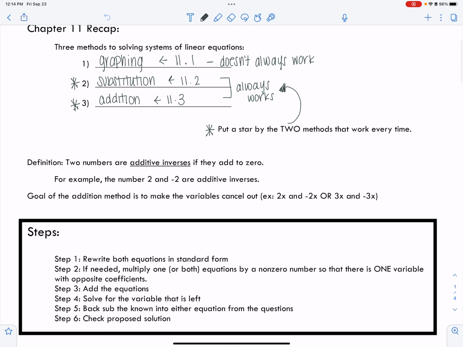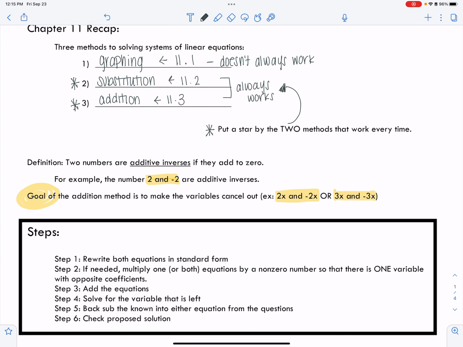And so what we see down here is this definition of additive inverses. Additive inverses mean when you add those two numbers, they go to 0. So one example would be 2 and -2. 2 plus -2 is going to give me 0. Therefore, if I had the variables 2x and -2x, those would cancel or give me 0. Same thing with 3x and -3x.